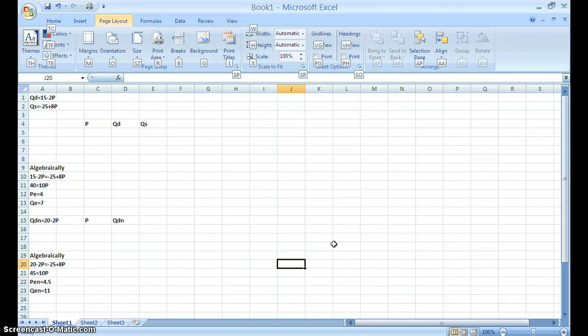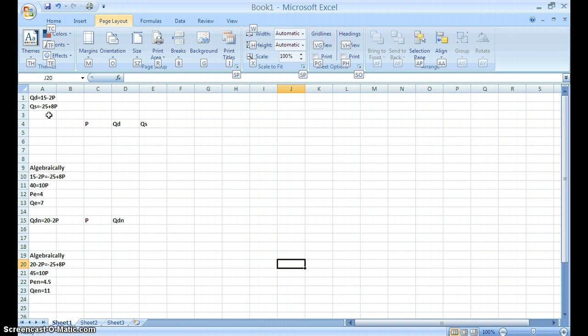All right, I want to show how we would graph supply and demand when we're starting with only the formulas that describe the supply and demand. Over here I have some equations that I got from the text during the chapter discussion. The quantity demanded was given as quantity demanded equals 15 minus 2 times the price. The quantity supplied equals minus 25 plus 8 times the price.